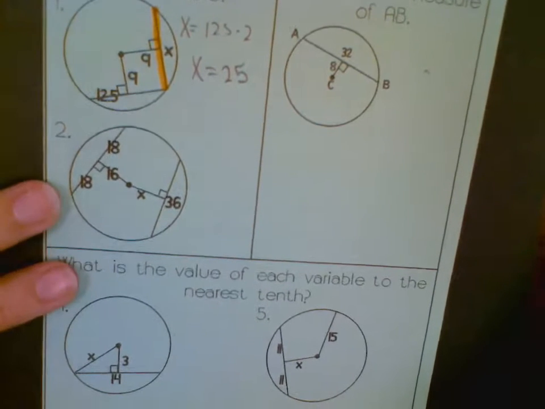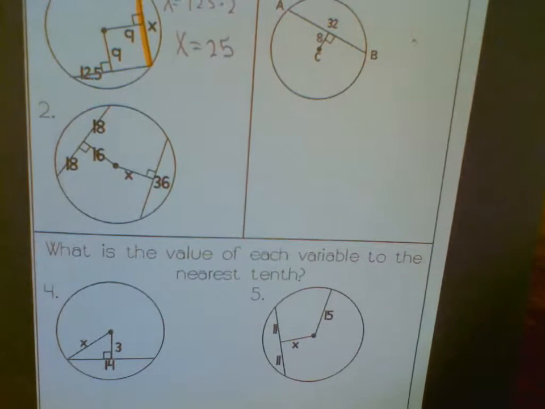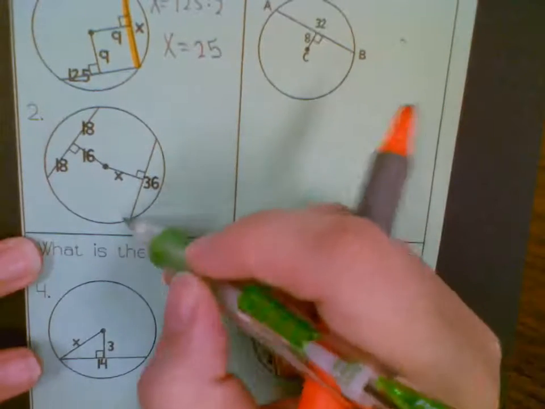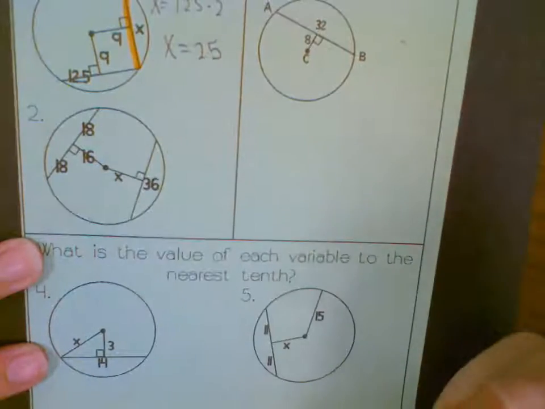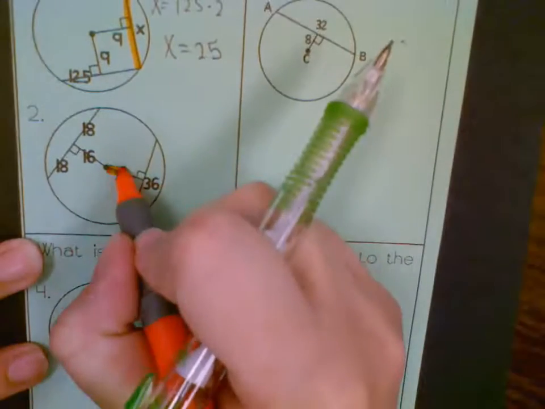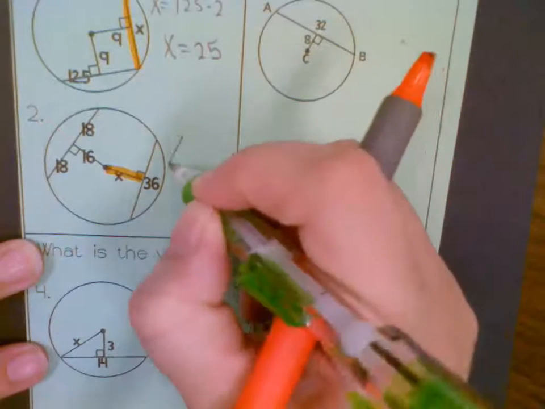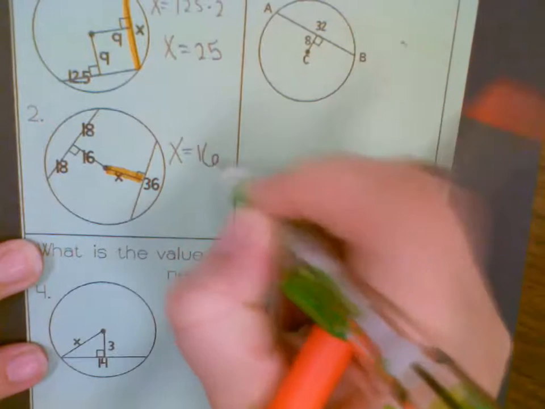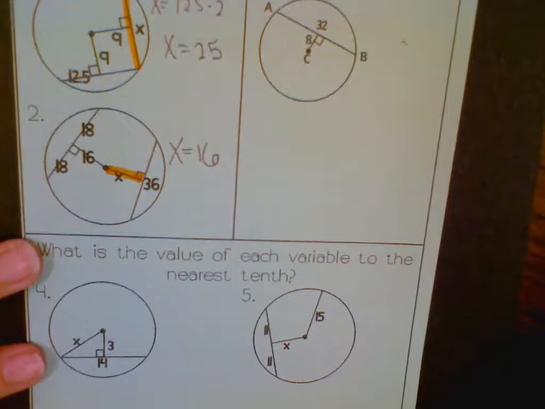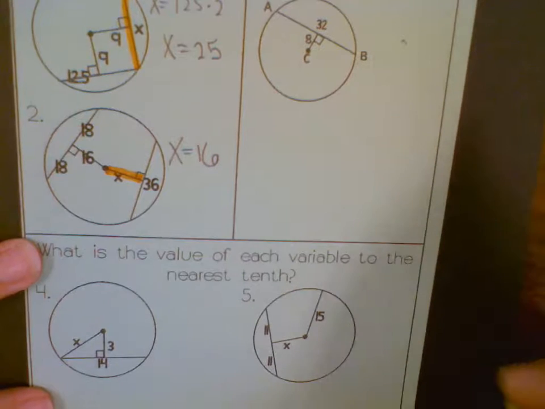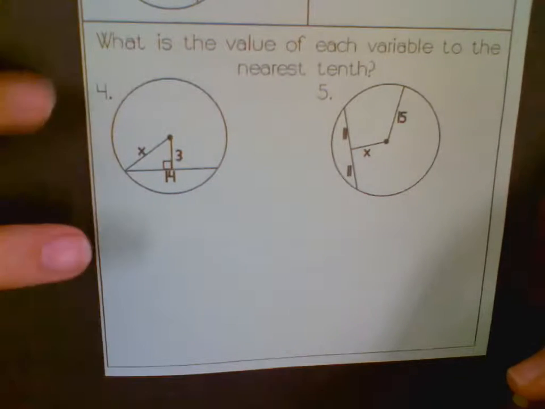So take a look at the second one. What are they telling us with that one? So we have that both of the chords are congruent. So if both of the chords are congruent, then what do we know about their distances from the center? They have to be congruent, so X would just be 16. Okay, so we're going to do question 3 last because that's the hardest one. So let's take a look at question 4.